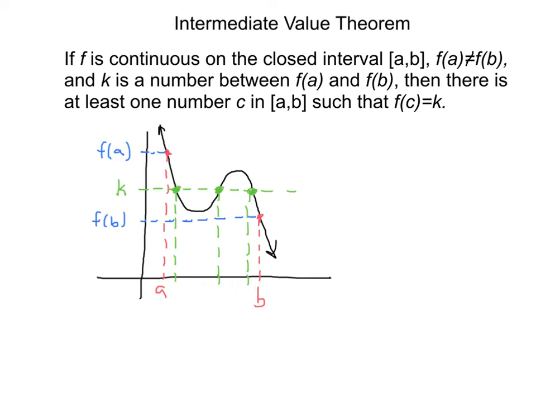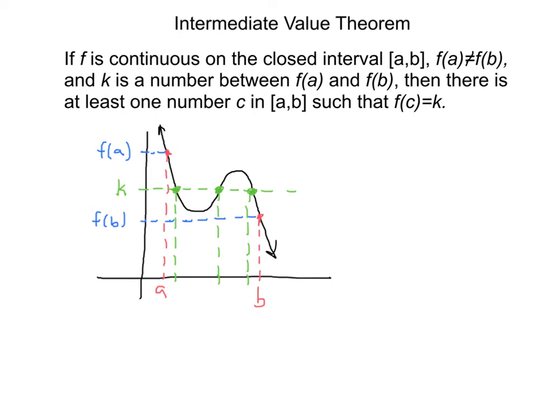The intermediate value theorem is what's called an existence theorem. It tells me something exists. It doesn't tell me how often it happens. In this case, for k there were 3 values that I could plug into f and get k. But that doesn't necessarily have to be the case. There might be 1, there could be 10, there could be whatever number.